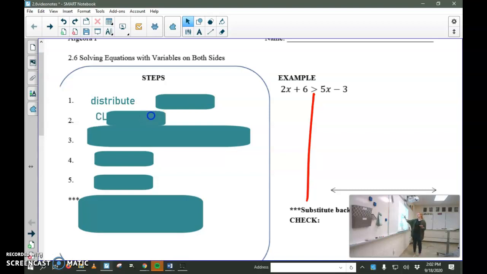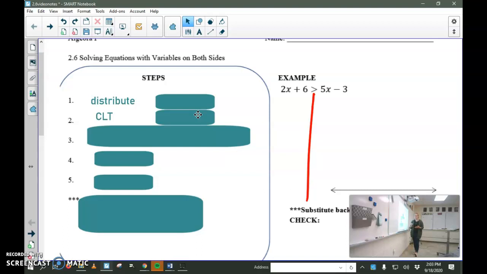The next thing on my list is to check for combining like terms. Combining like terms is referencing what's happening on just one side of that inequality symbol. So to the left, I have 2x plus 6. Those are not like terms. I cannot combine them. To the right, I have 5x minus 3. Those are not like terms. I cannot combine them. So I move on to the next step, okay?